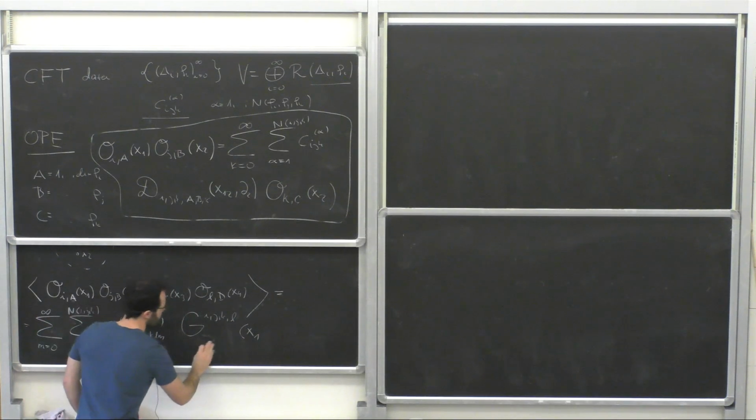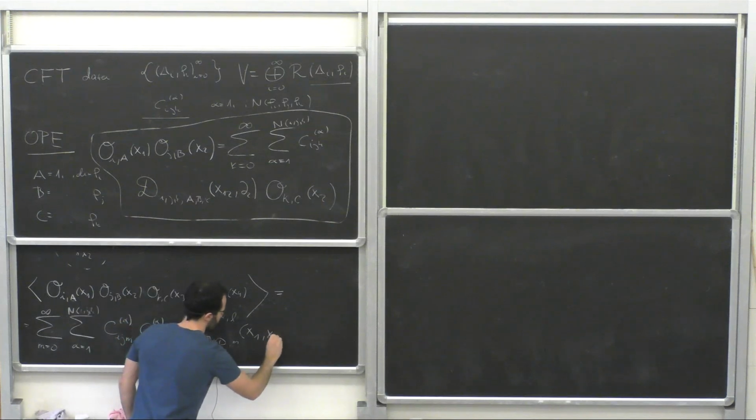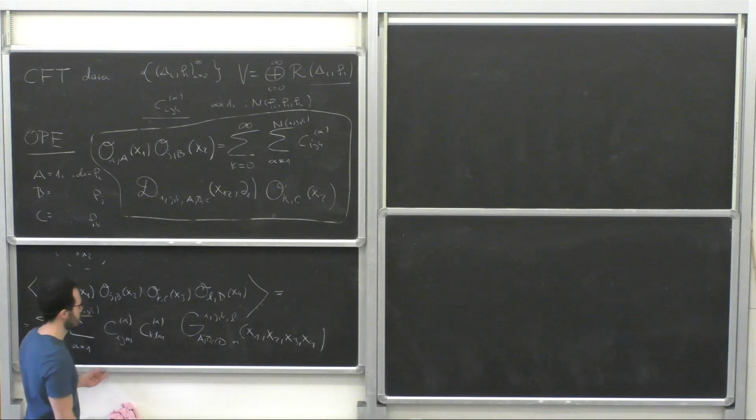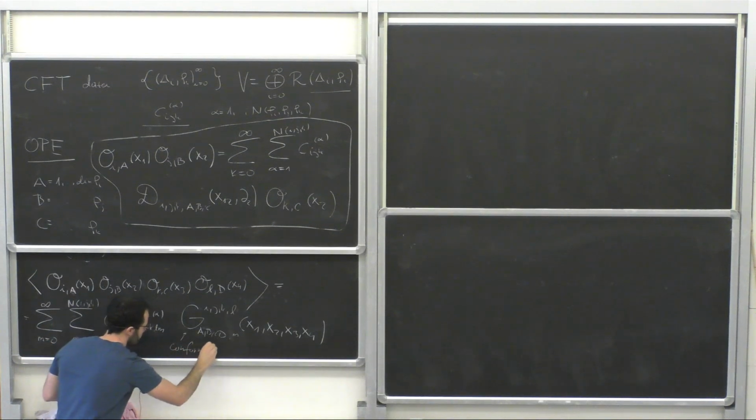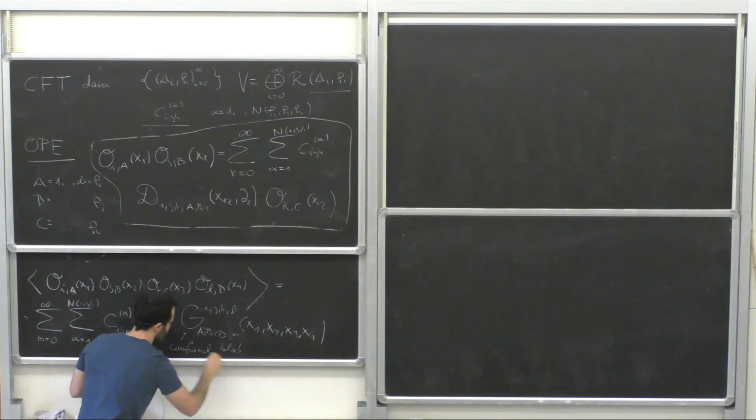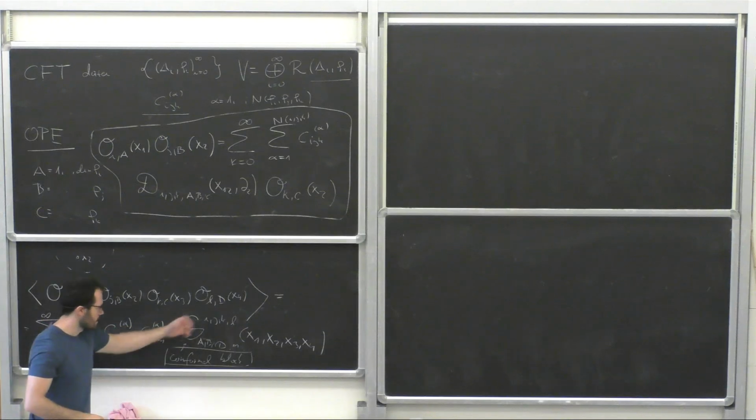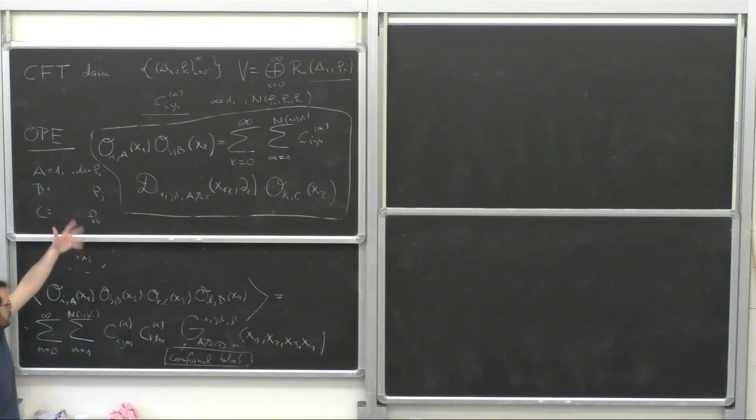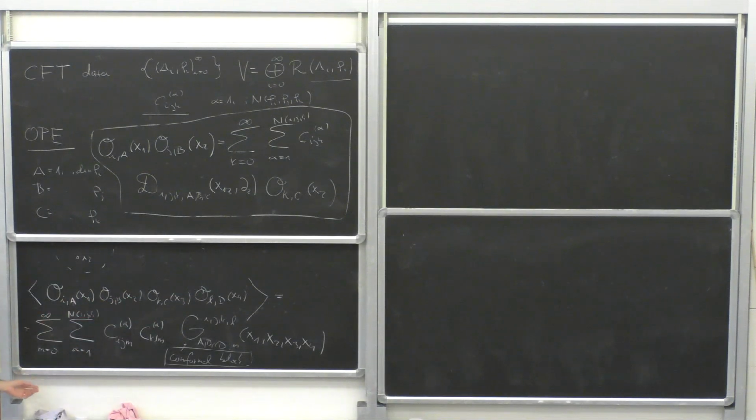It's kind of a big, nasty object, but the point is that this G is called a conformal block. The conformal block is completely fixed by the symmetry, because this differential operator is completely fixed by symmetry, and once we put the OPE in, we end up with a three-point function, which is also completely fixed by conformal symmetry.